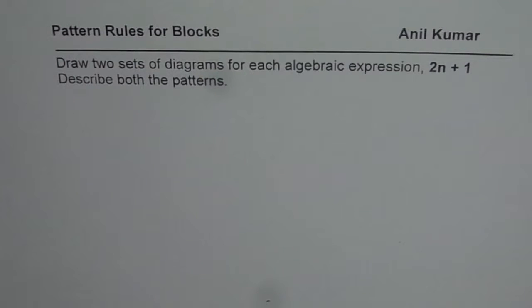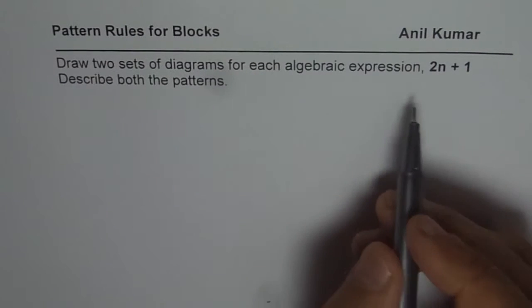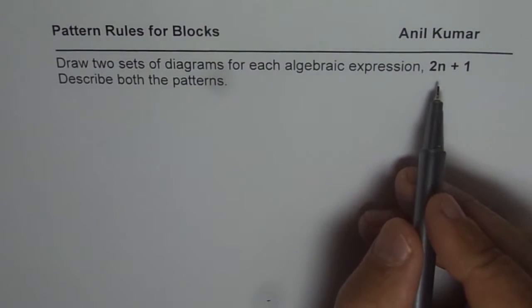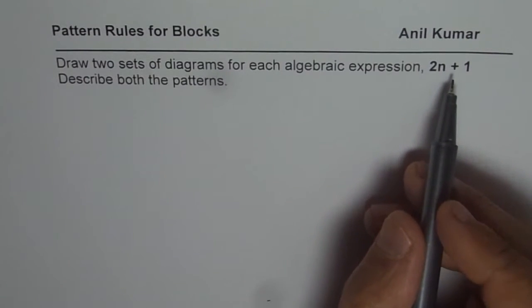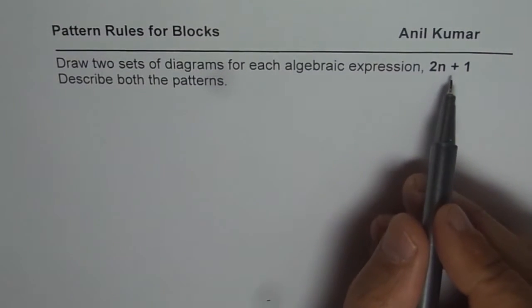The question here is: draw two sets of diagrams for each algebraic expression, 2n plus 1. Describe both the patterns, right? So we have a number of equations given, and in each I have just taken one. So this one is for 2n plus 1.